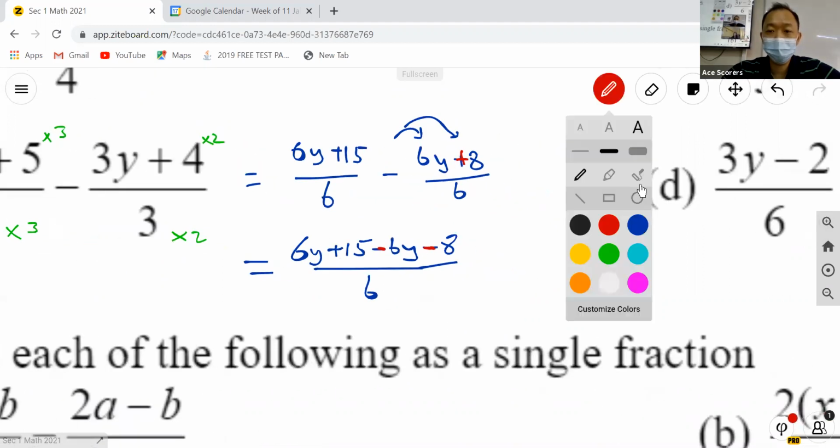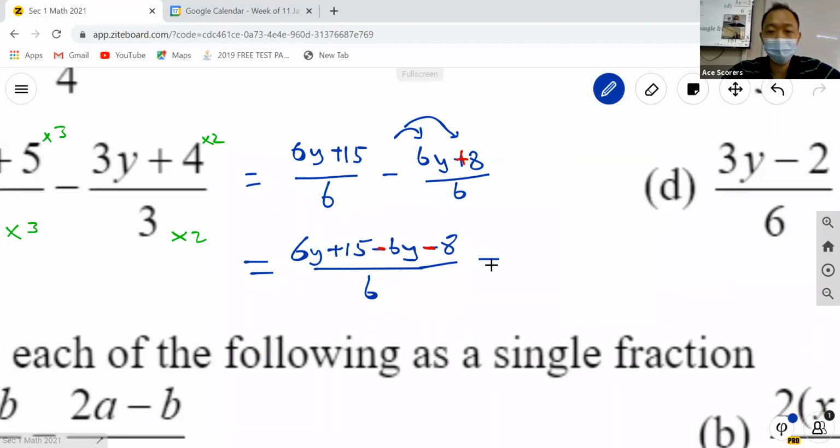And when we evaluate the numerator, the denominator is just 6. So 6y, take away 6y, no more y. 15 minus 8 is 7. So the answer is 7 out of 6.